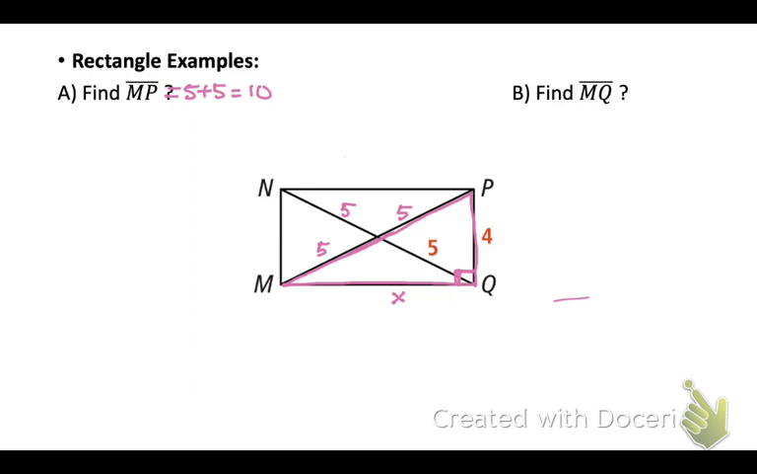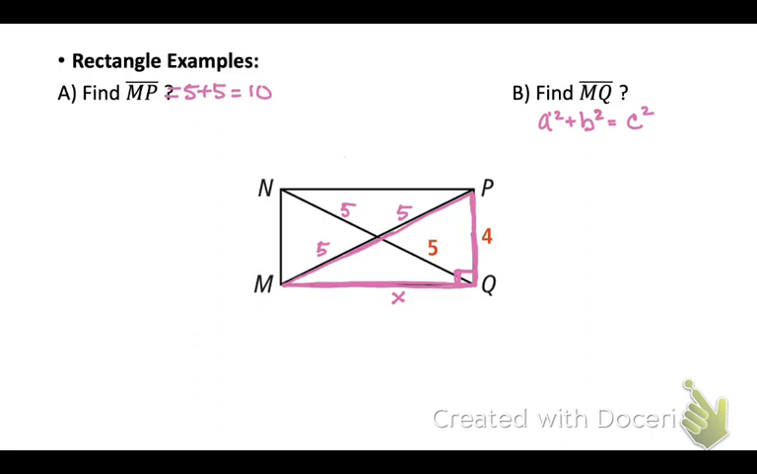Do we have a way to solve a right triangle? Yeah. And what is that? Pythagorean theorem, which is what? A squared plus B squared equals C squared. What are A and B? They're the legs. What is C? Hypotenuse. The long one.